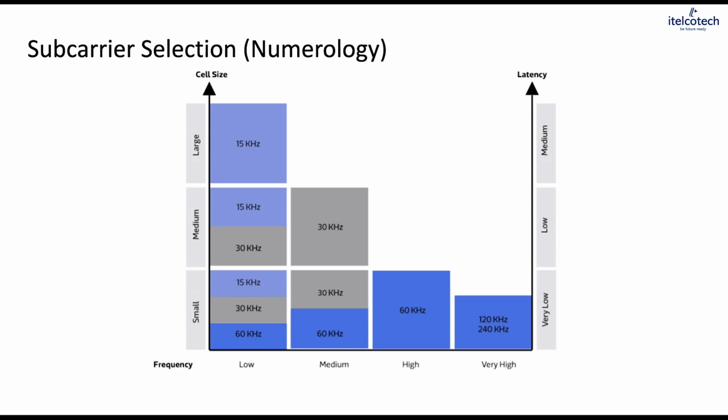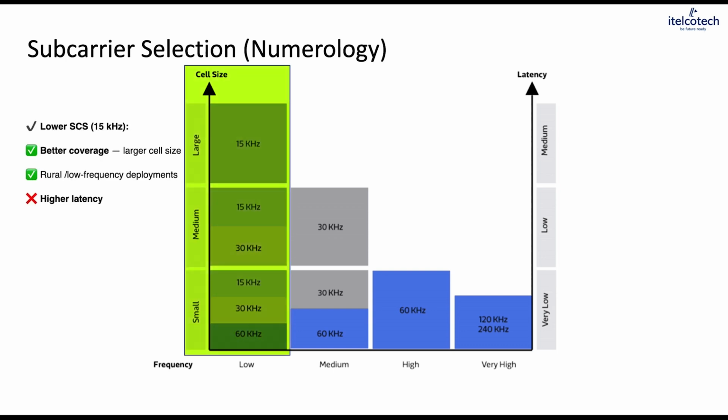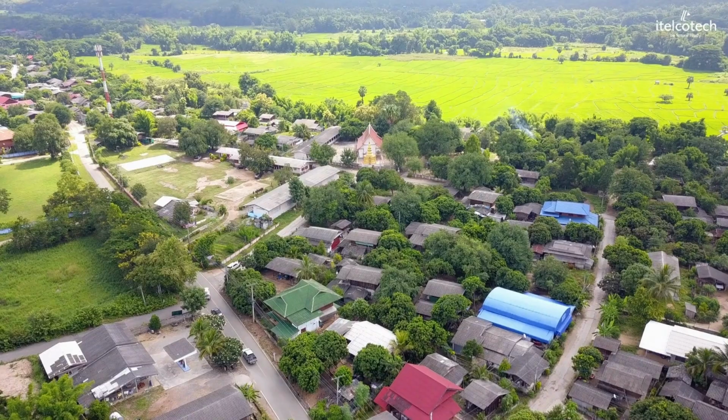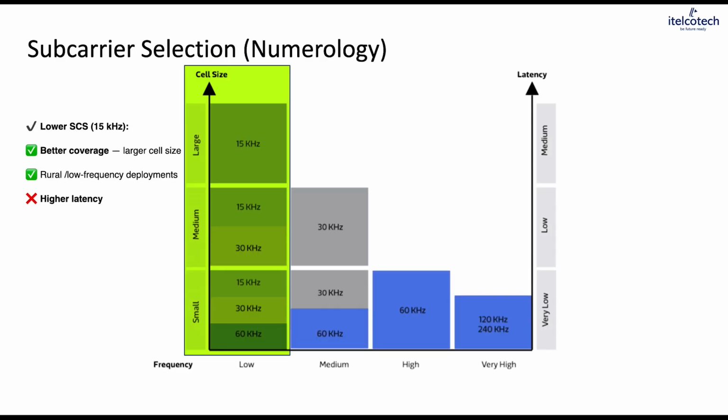We know there is a fundamental trade-off when selecting the subcarrier spacing. So if we have the lower subcarrier spacing, we have a better coverage, we have a larger cell size. Here we are taking an example of 15 kilohertz. But here the latency is high, that's what we can see in this table.